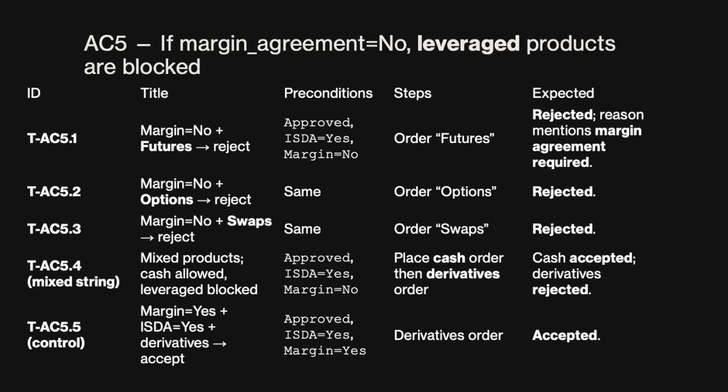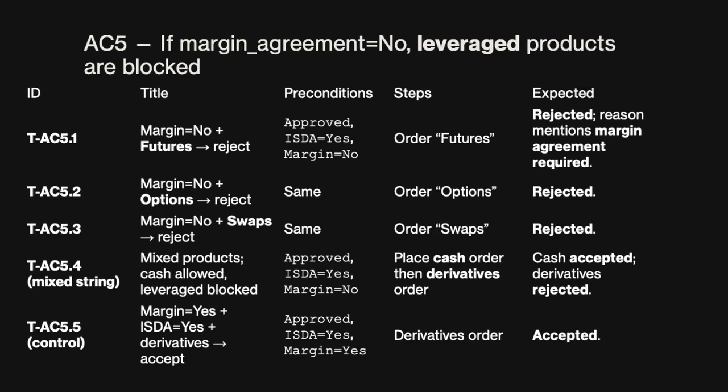Test cases AC 5.1 through to AC 5.3. Try the usual leveraged labels, futures, options, and swaps, and each order is rejected with a clear message like margin agreement required. TAC 5.4, mixed string, shows precision. The same client can place a cash order, for example equities, successfully, but a derivatives/leveraged leg is blocked.